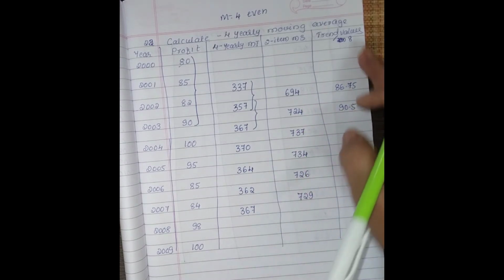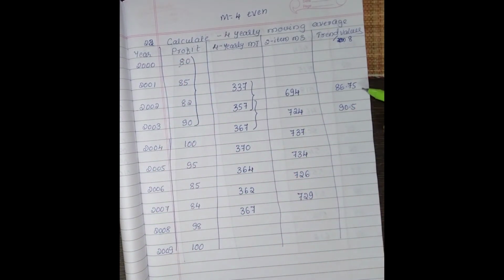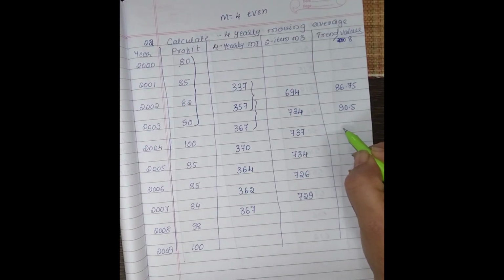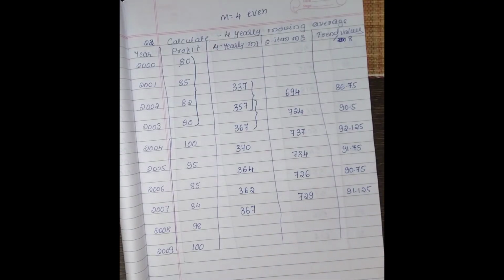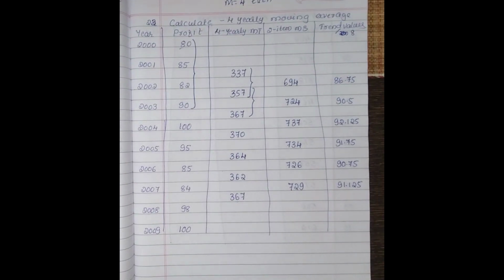When we divide by 8, we get the trend values, and they will be nearer to the profit values. 92.125 and 91.75, 90.75 and 91.125. This is the 4 yearly moving averages. Just observe. I will check the answers: 86.75 up to 91.125. Okay, correct.